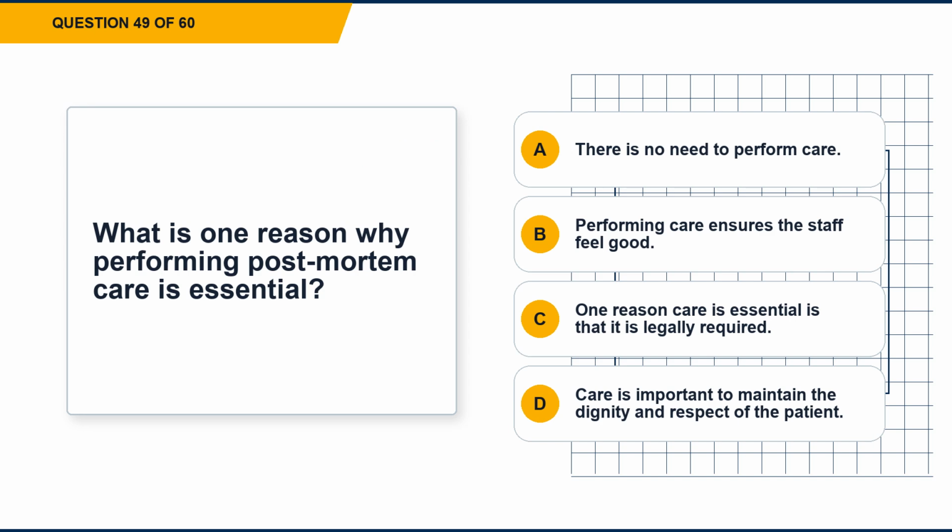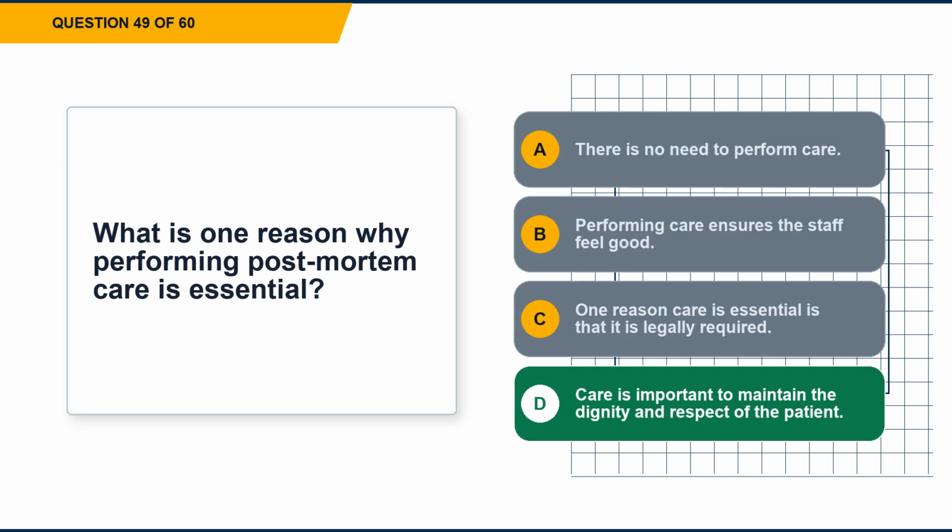Question 49. What is one reason why performing postmortem care is essential? Option A, there is no need to perform care. Option B, performing care ensures the staff feel good. Option C, one reason care is essential is that it is legally required. Option D, care is important to maintain the dignity and respect of the patient.